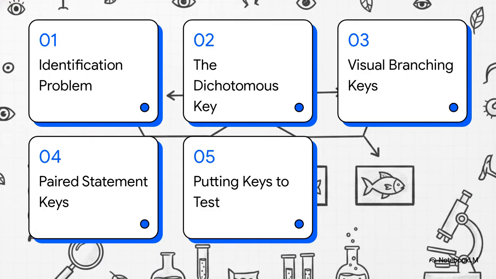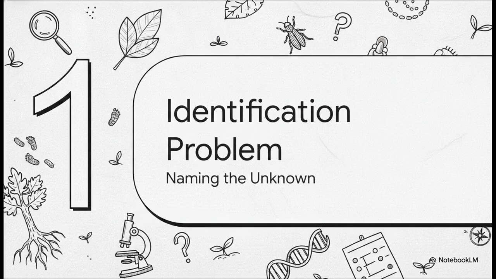Here's a quick look at our agenda for today. We're going to cover the identification problem, meet the dichotomous key, solving visual branching keys, decoding paired statement keys, and finally, putting keys to the test. Let's jump right in. Starting with Section 1, the identification problem.